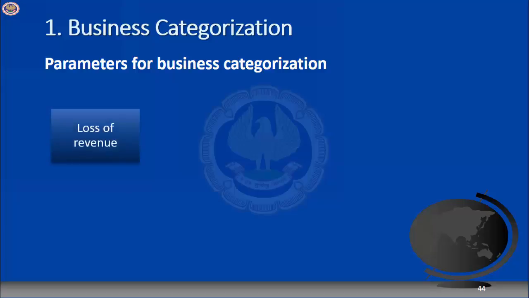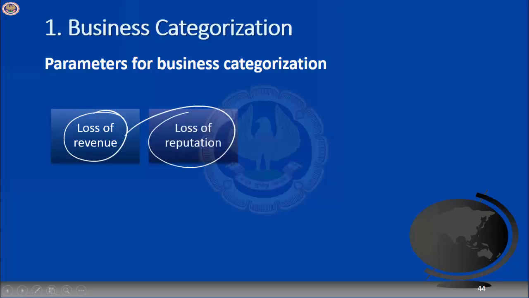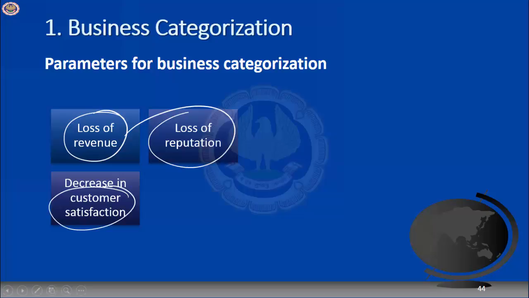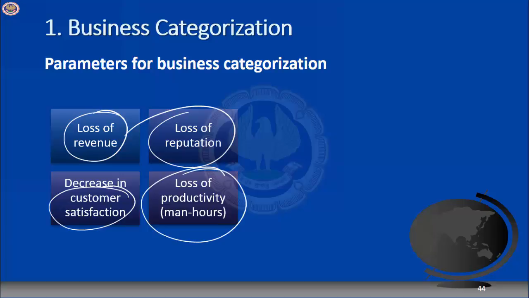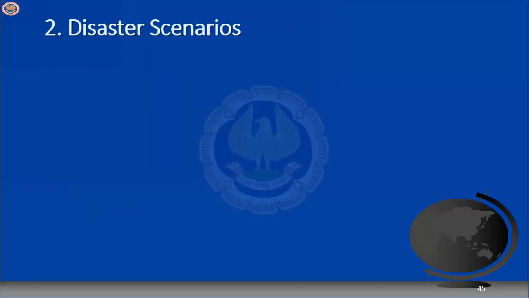What are the parameters based on which the business categorization is to be done? When you look at the loss of revenue to the enterprise, there's a lot of damage to the reputation of the business. It could also result in customer dissatisfaction and loss of productivity or man hours. These are some of the aspects you need to consider when you look at business categorization in terms of criticality, vitality, or essential or desirable.